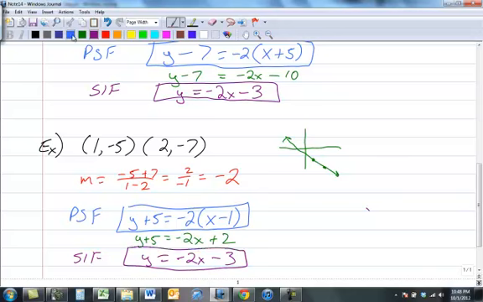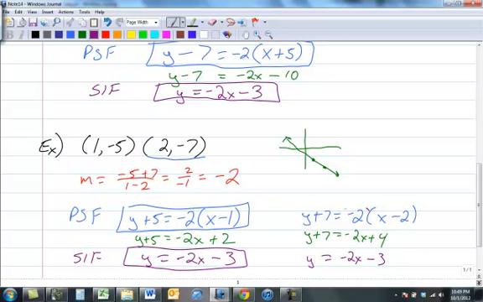Anyways, what if, Mr. Smith, I use this point? I bet it would come out completely different. Well, maybe. Let's check it out. So, if I use this point, it would be y plus 7 equals negative 2 times the quantity of x minus 2. Distribute. We get y plus 7 equals negative 2x plus 4. Subtract 7 from both sides, and you get y equals negative 2x minus 3.